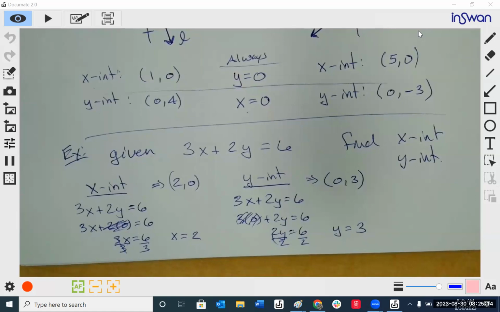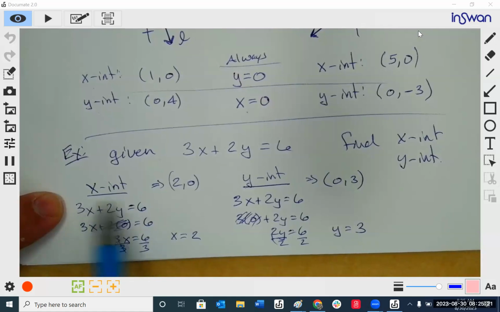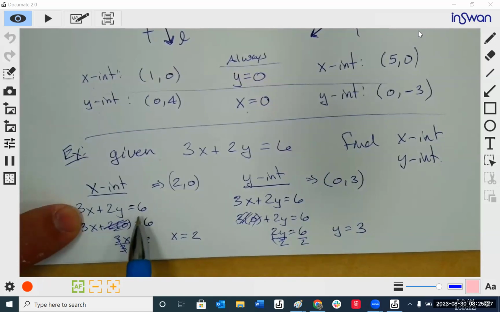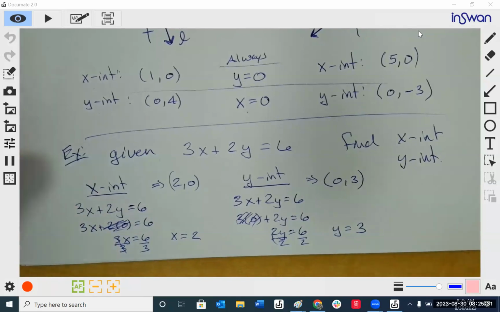So there's your y-intercept. With practice, you'll be able to skip some of these steps. For the x-intercept, anything with a y, just erase it, and you should only be left with x in your equation. You're looking for the x-intercept. Let's do another one.